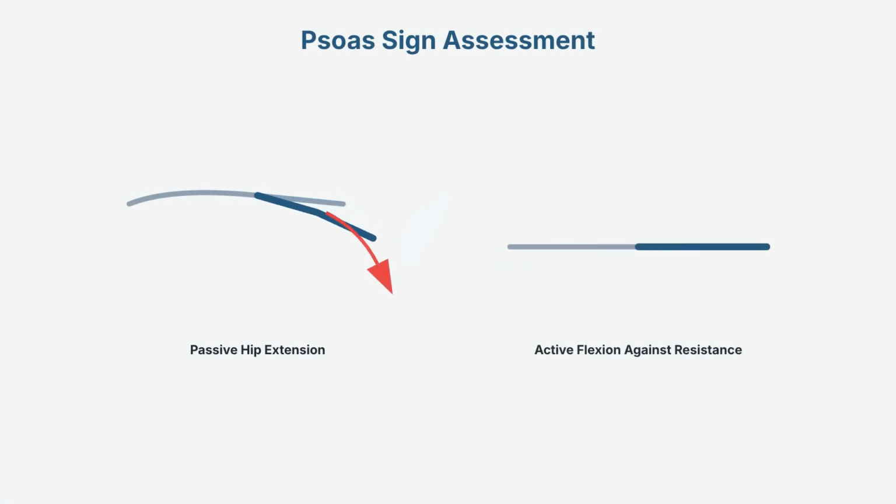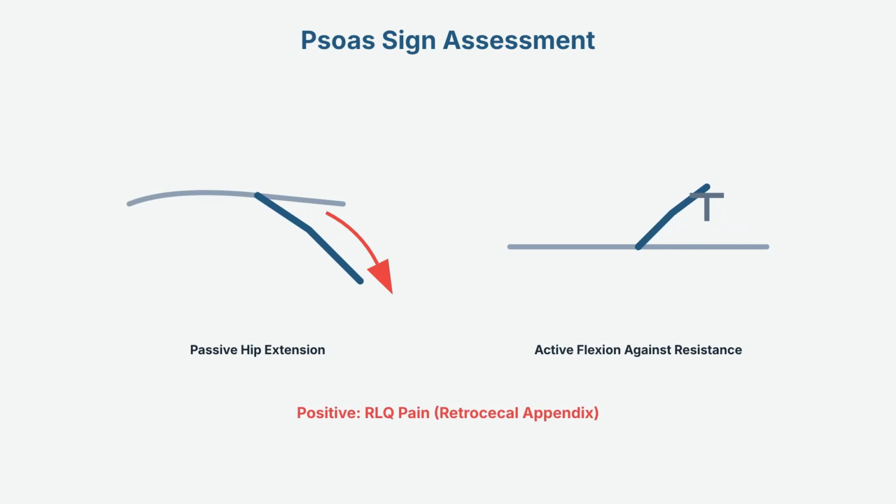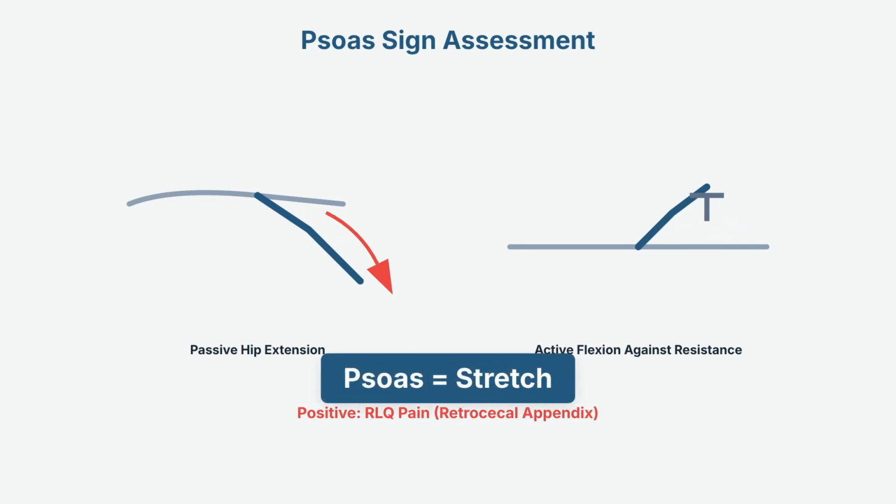The psoas sign can be tested by extending the patient's right hip or asking the patient to flex the right hip against resistance. If this produces abdominal or right lower quadrant pain, the psoas sign is positive. Memory trick: psoas equals stretch the hip. A positive psoas sign may suggest irritation from a retrocecal appendix.